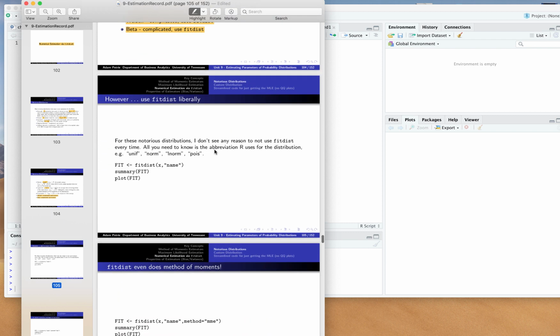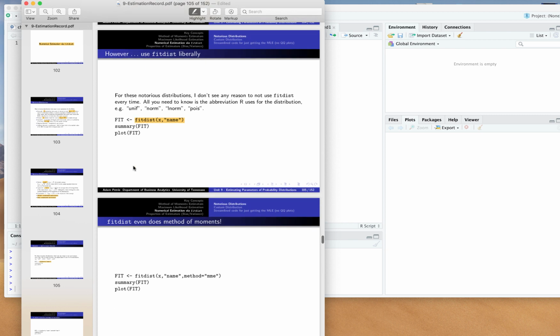So how are we going to use fitdist? Well, if we're dealing with a notorious distribution, this is something we've already done before actually. So we'll run fitdist. x is going to be the vector containing our data values, and we'll just put in the name of the distribution as R knows it in quotes. So unif, norm, pois, exp, etc. We can get a summary of the fit if we left arrow it into an object called FIT in all caps, and we can even see how good that probability distribution fits the data by plotting the fit.